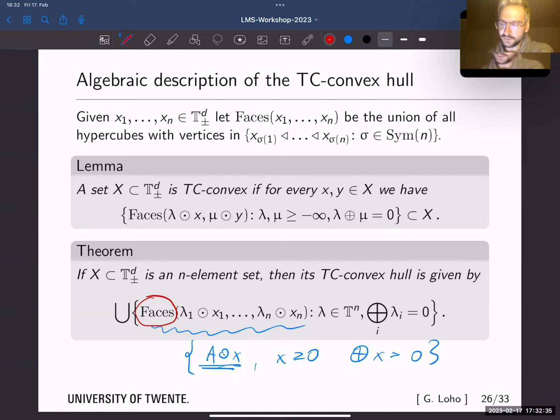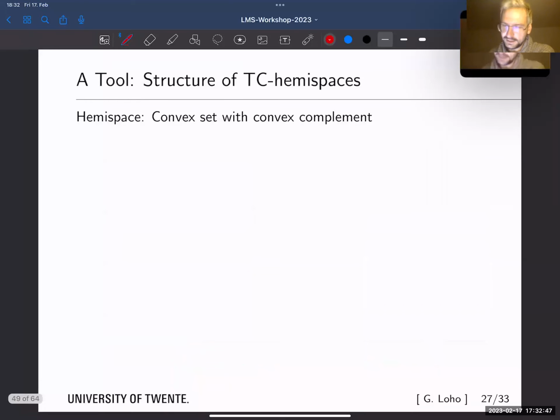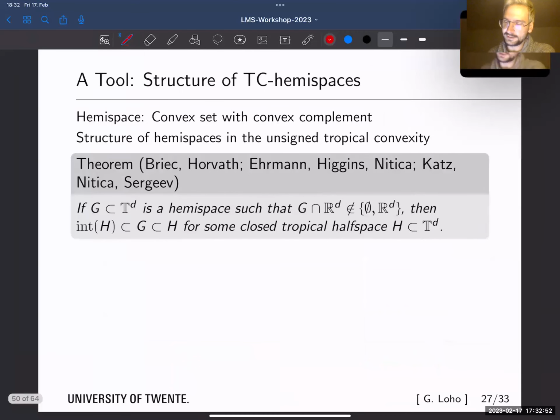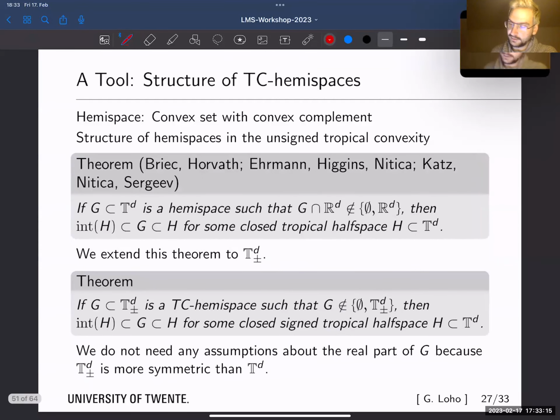So I wanted to give you this overview of TC convex sets and their representations. Again, the representation of these TC convex sets gets quite technical quite quickly. Let me skip the part about TC hemispaces. This is a tool. Let me mention, we really use a characterization of unsigned tropical hemispaces. Maybe this is just a pointer for you, Sergey. We really relied on these insights about unsigned tropical hemispaces for our structure theorem.